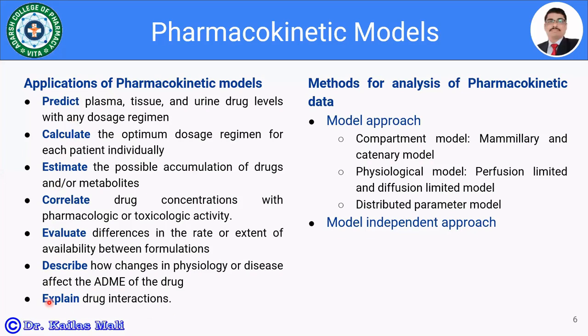Let us move towards the methods for analysis of pharmacokinetic data. There are two approaches. The very first approach is known as the model approach, or you can say the model dependent approach. And the second approach is known as the model independent approach. In the case of the model independent approach, generally we use the area under curve, area under mean curve, and the mean residence time to calculate the various pharmacokinetic parameters.